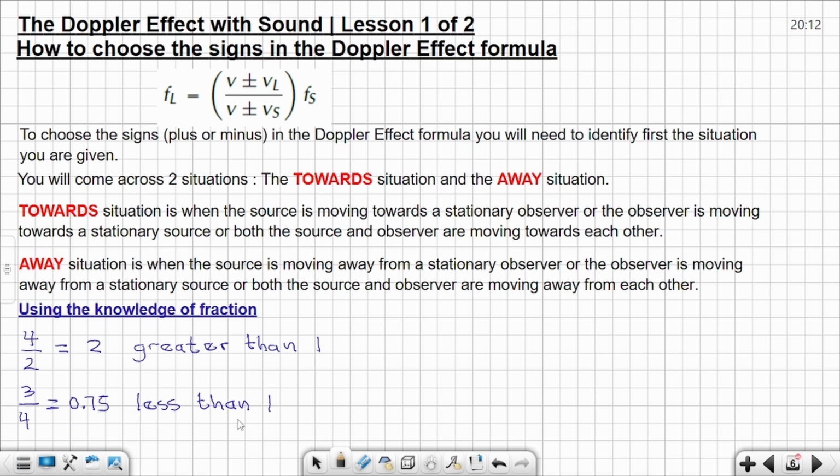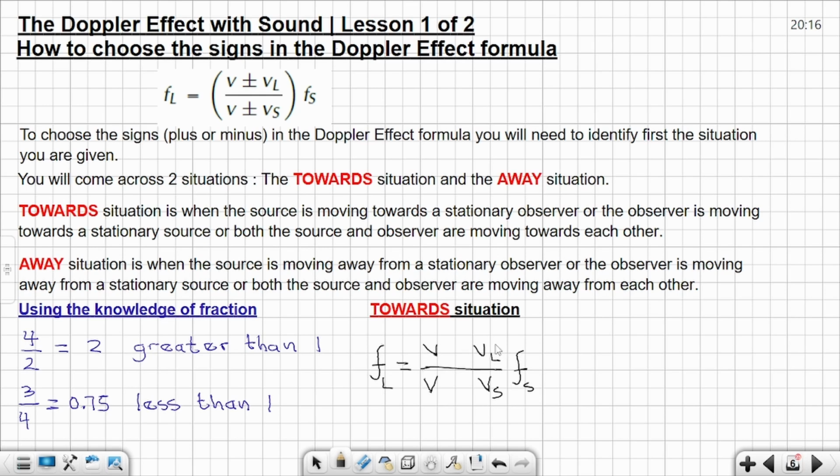I want you to keep this in mind. Okay, now for the toward situation, when you have your formula there, how will you choose the signs? When it's toward, you expect the perceived frequency by the observer or the listener to be greater. Common sense tells you when it is toward, the perceived frequency must be greater than the frequency emitted by the source. And how will you achieve this?